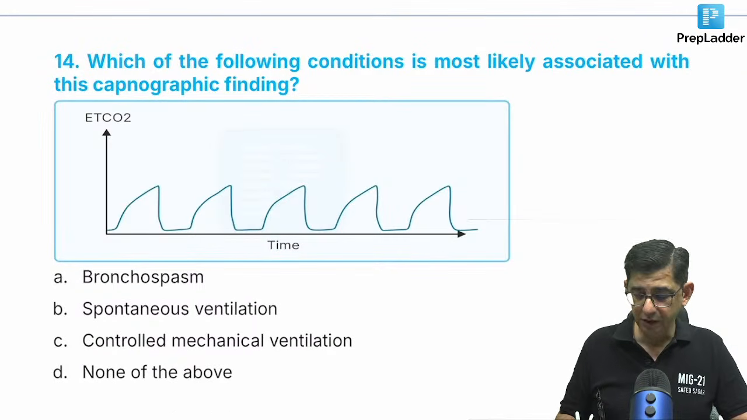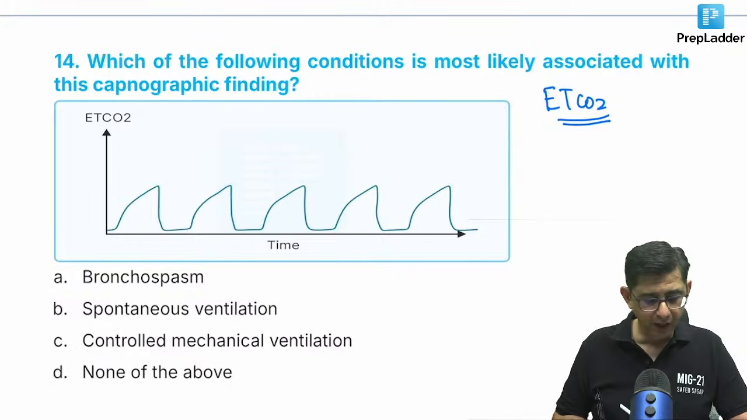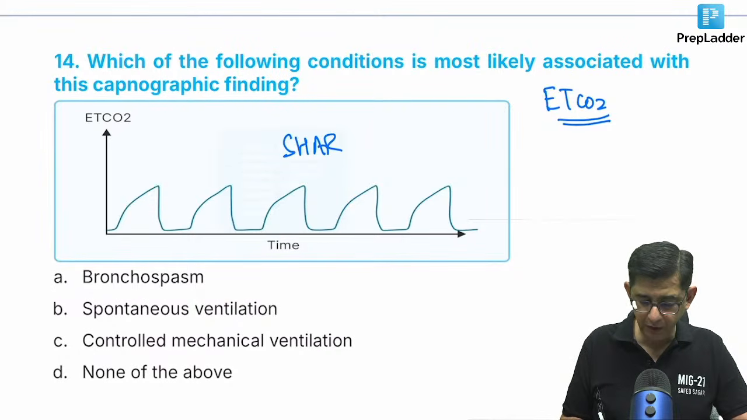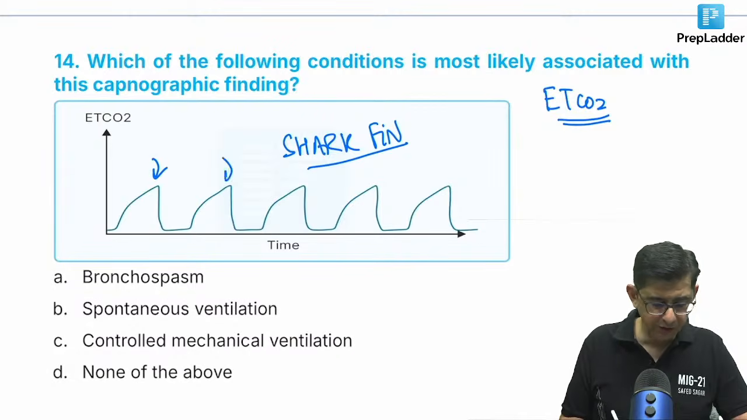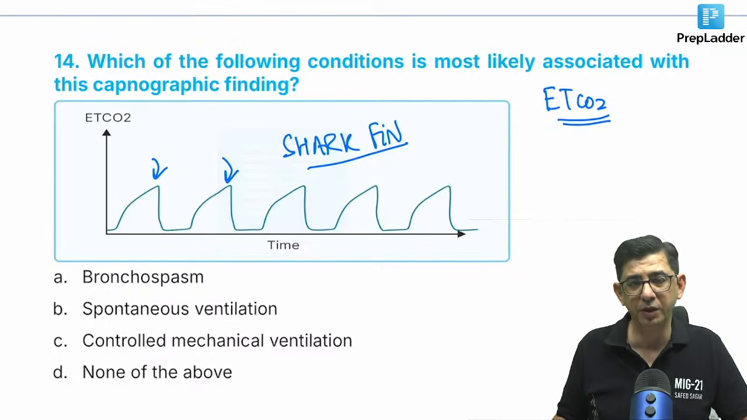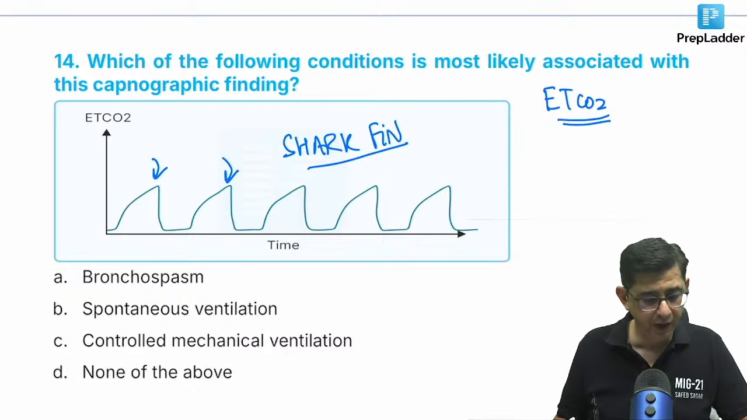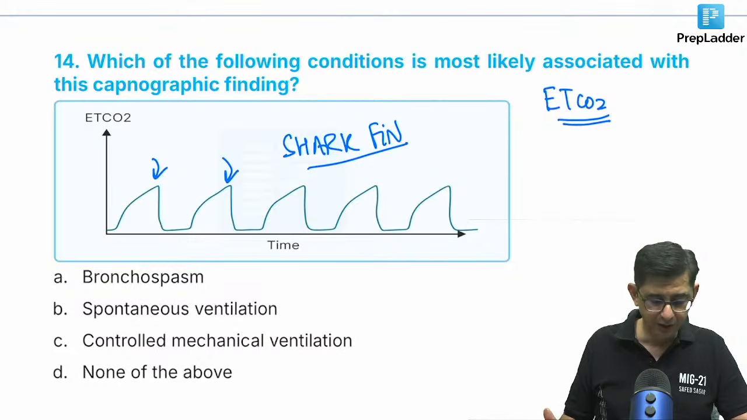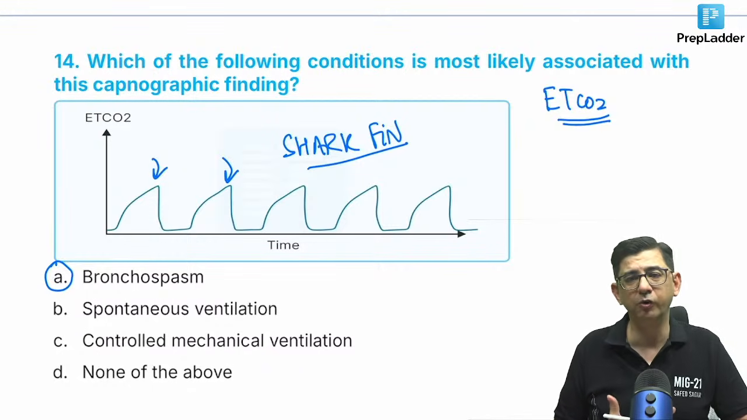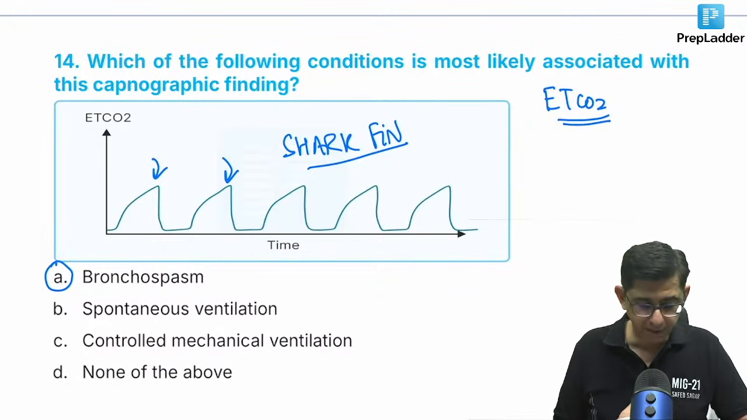Okay, next is capnography. We are checking for the end-tidal carbon dioxide values, and what you're getting here is a classical presentation of a shark fin. The moment you pick up that shark fin appearance, it tells you that there is a significant bronchospasm occurring in a patient that could be triggered either by drugs, or it could be a manifestation of the disease process itself. So the correct answer in this case is option A. Great, bronchospasm for the shark fin appearance of a capnography.